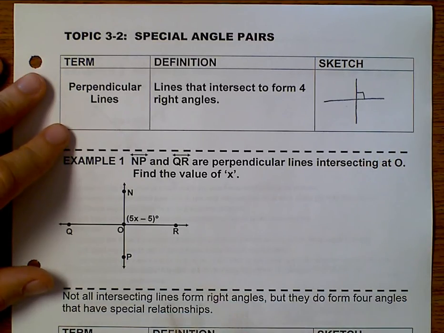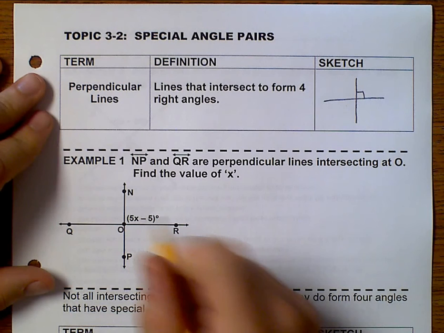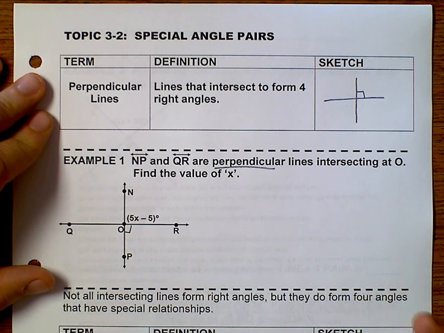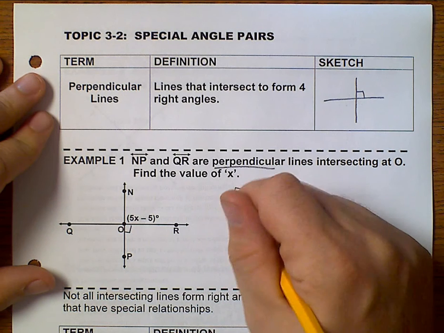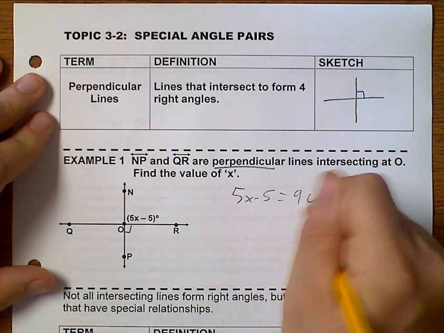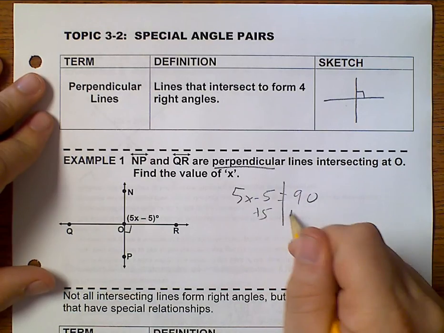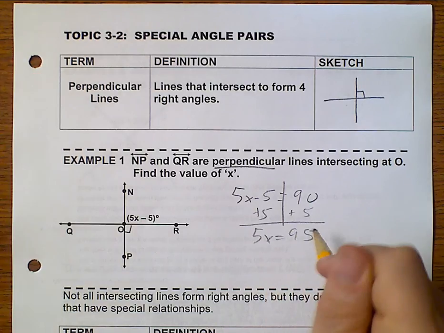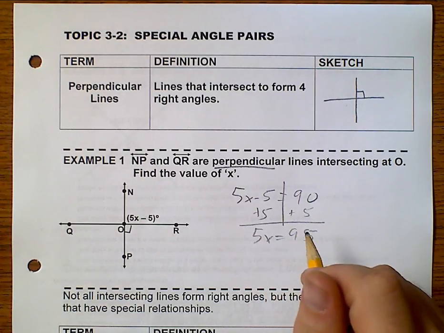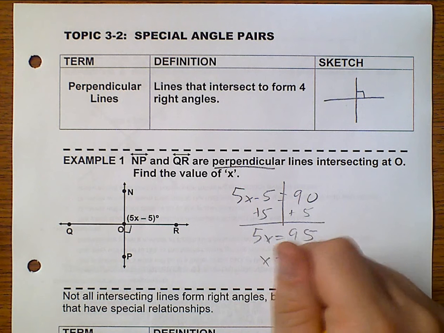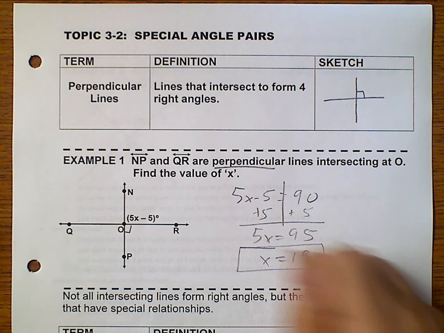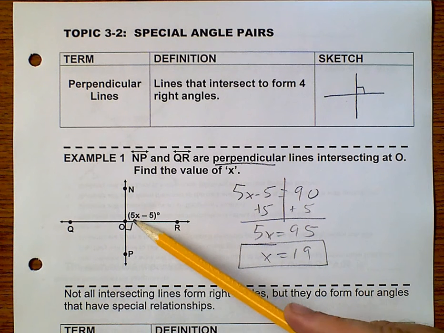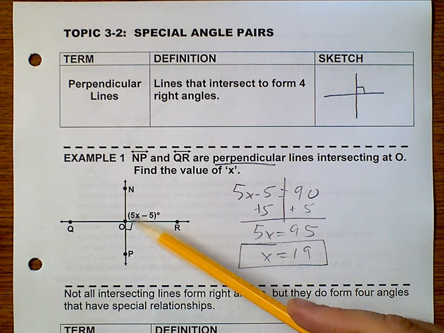So to apply that in example 1, this tells us that these are perpendicular, which means that this must equal 90. So 5x minus 5 equals 90. We go to solve this. 5x equals 95. And 95 divided by 5 is 19. And so, there we go with solving for x and perpendicular lines.